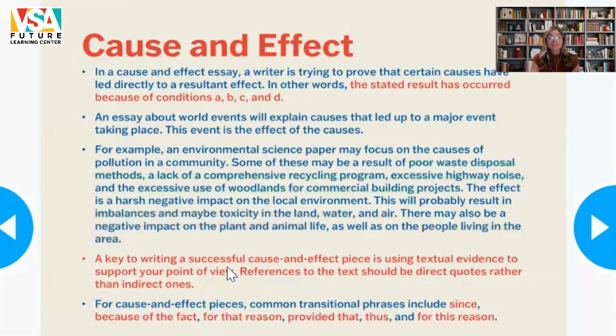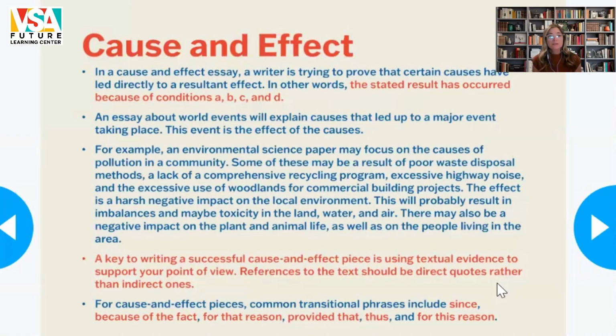A key to writing a successful cause and effect piece is using textual evidence to support your point of view. Referencing the text should always be a goal for you. Always refer back to it. And I always tell my students, make that text work for you. You should pull direct quotes rather than indirect or summary because it should be statistical and factual, objective information in a cause and effect essay.